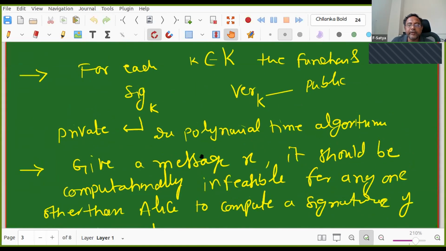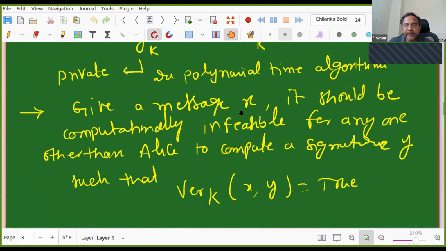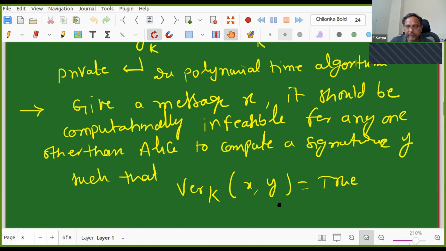So these two algorithms are polynomial time algorithms. This again comes into complexity theory, as Kanak told in the previous class. Given a message x, it should be computationally infeasible for anyone other than Alice to compute the signature y such that verification holds. I cannot get the same y, so that this verification algorithm is true.